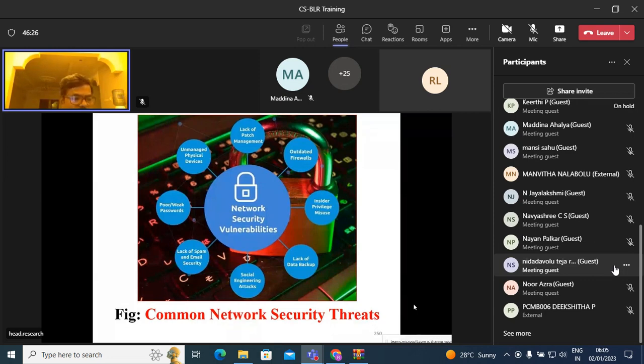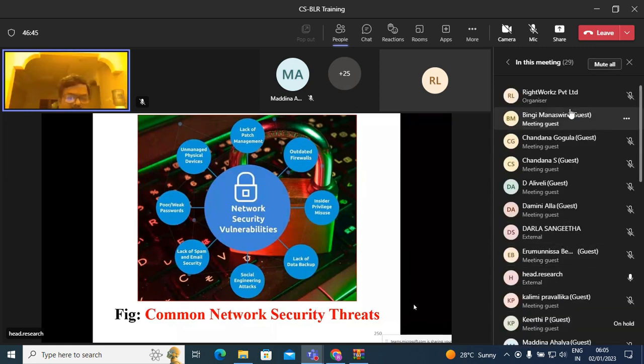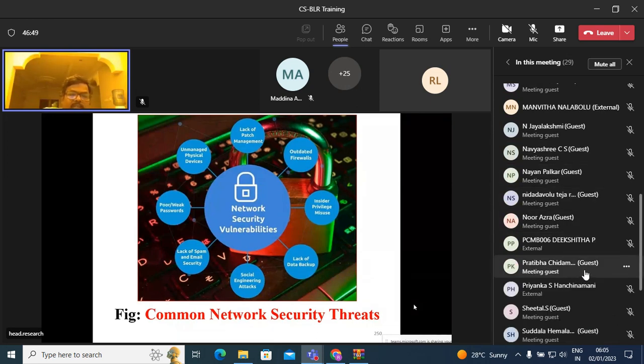Then poor and weak passwords. Sometimes as Indians, we are keeping passwords like India123, very simple passwords, ABC123 and XYZ. You are keeping such small passwords, so cyber attackers are easily attacking your network or system or server, and that is called poor and weak passwords. Unmanaged physical devices means we don't have permission to access and we don't know how to put our data in the server at the data center level. Then intruders will enter into your network very easily and they are going to steal personal data. It is called unmanaged physical devices. These are the common network security threats.